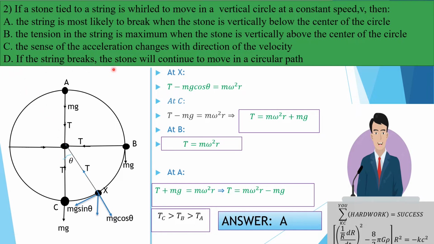D says if the string breaks, the stone will continue to move in a circular path. That's not true. If the string breaks, the stone continues to move in a path described by the velocity, right? So the velocity is tangential like this to the path. So the particle would simply move in this particular direction like that. Good. So we go on to the next question.